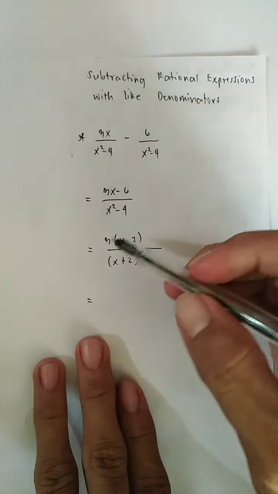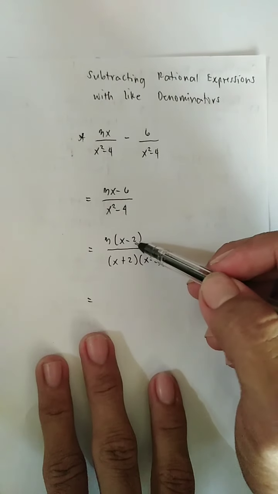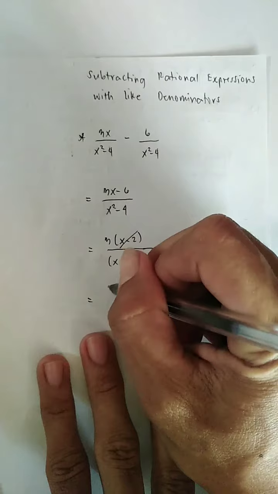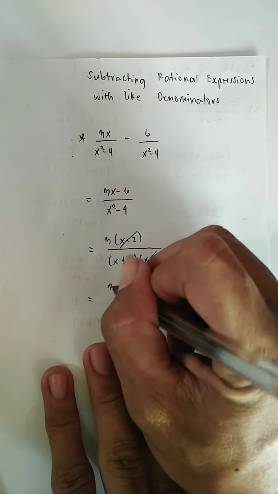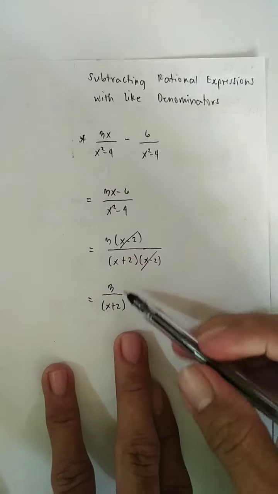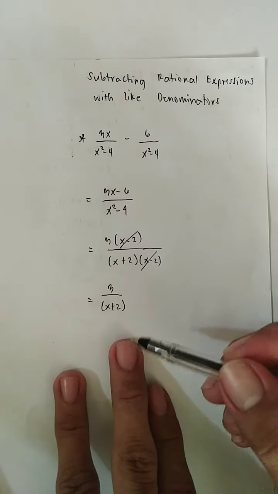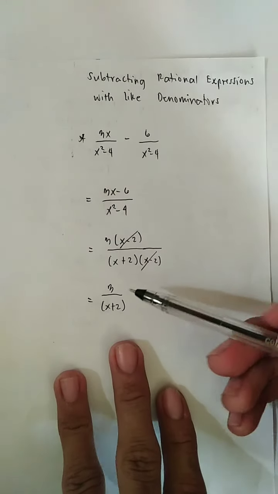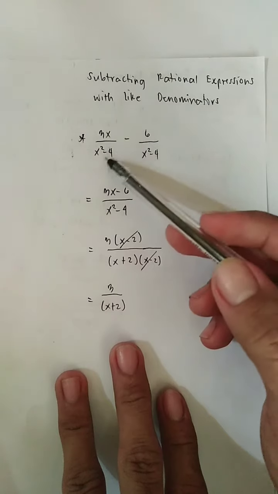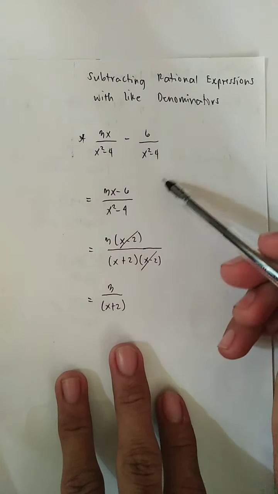As you can see, there is a common factor between the numerator and denominator, which is the quantity x minus 2. So you can cancel out x minus 2. The remaining expression is 3 over x plus 2. So 3 over x plus 2 is the simplest form of the rational expression after we subtract the two expressions, which are 3x over x squared minus 4 and 6 over x squared minus 4.